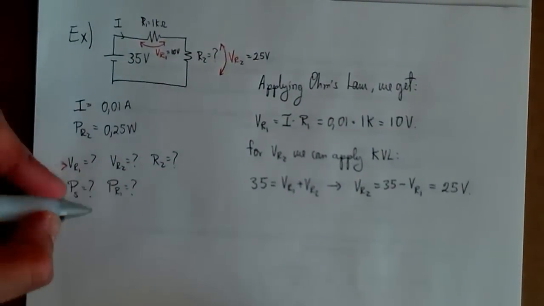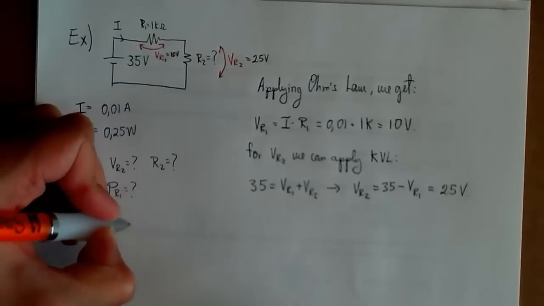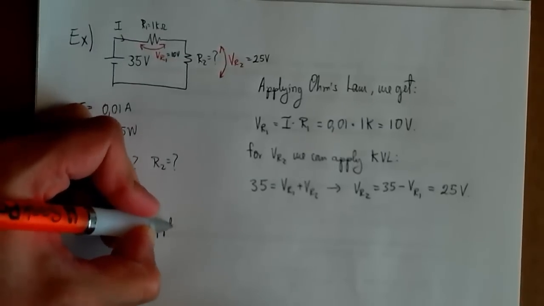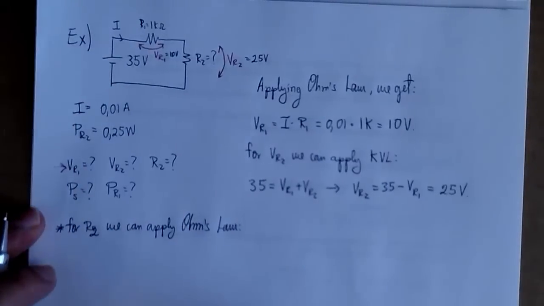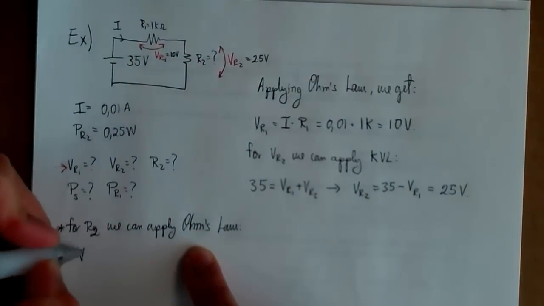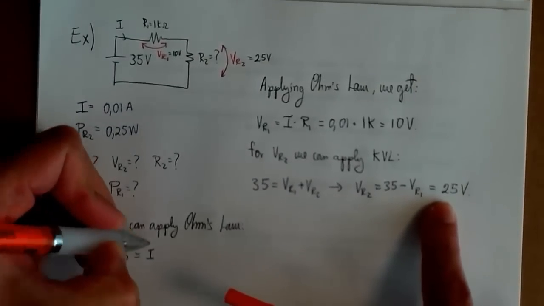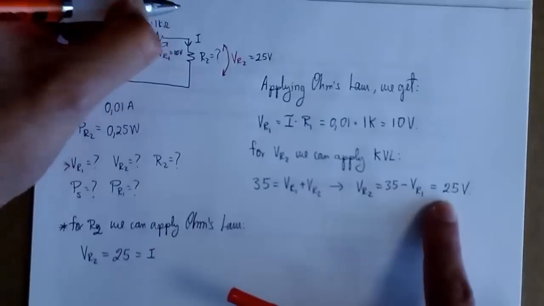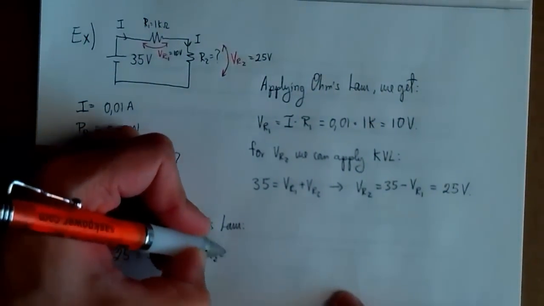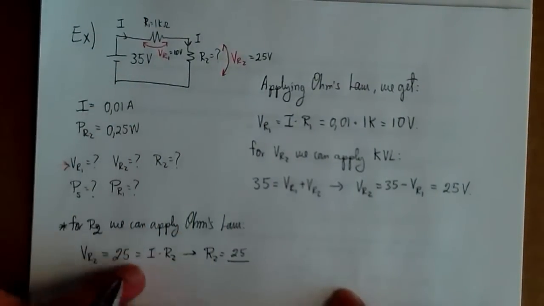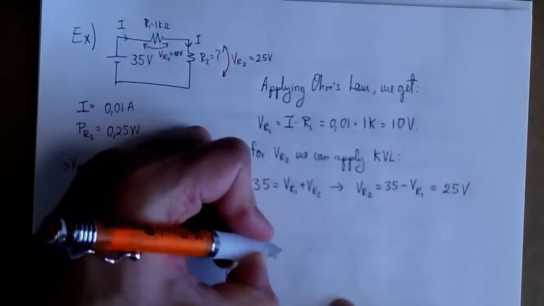For the value of R2, well, we can apply Ohm's law because we know the voltage across R2 and we know the current flowing through R2. It's the same current flowing through R1 since they are both in series. So we can apply Ohm's law here and we get VR2 is equal to 25 volts, and that has to be equal to the current I times R2. And from here we get R2 is equal to the voltage, 25, divided by the current, and we get 2.5 kilo ohm.